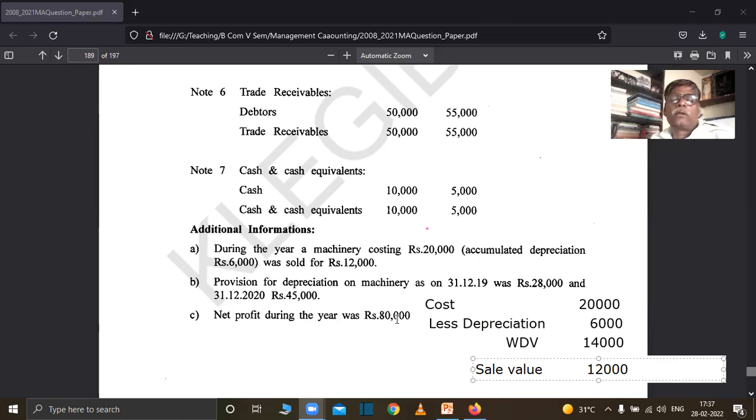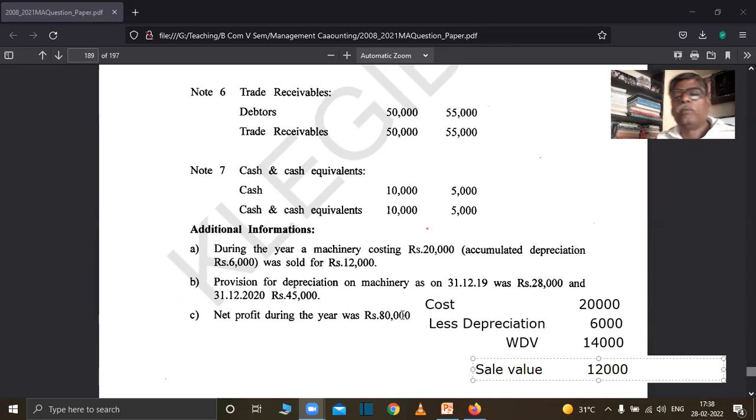And net profit for the year is 80,000. This is the problem. Net profit for the year is 80,000. This profit is not given in the balance sheet, so it means it is added in the capital. You have to consider that this is taken in the capital account. Otherwise, this would be shown in the reserve and surplus head. Since reserve and surplus is not shown, the profit was added in capital, so we should understand that. That is why we prepare the share capital account.